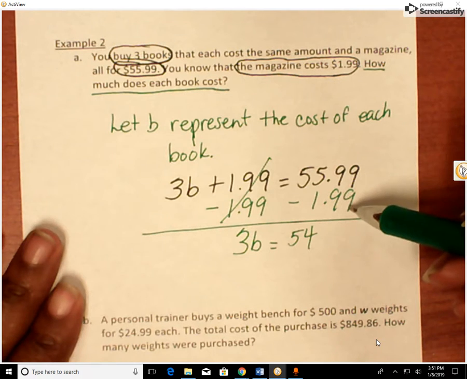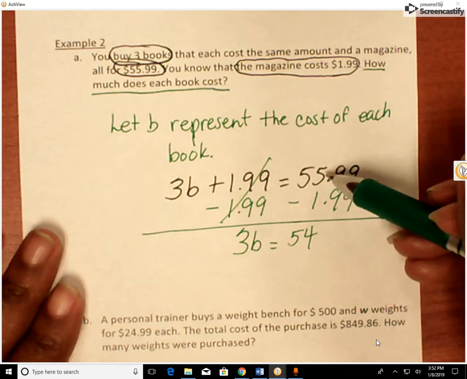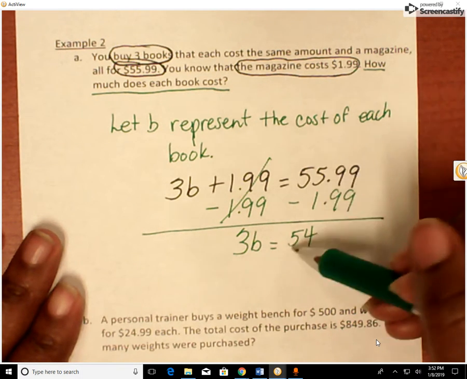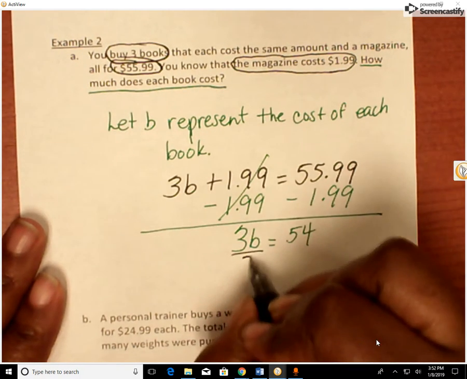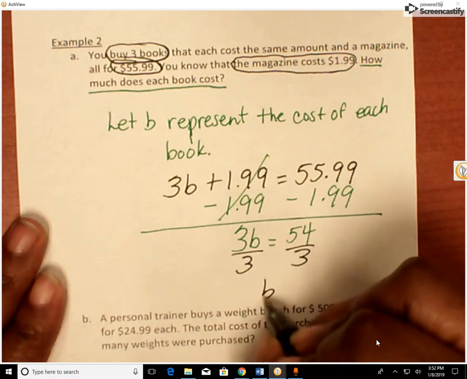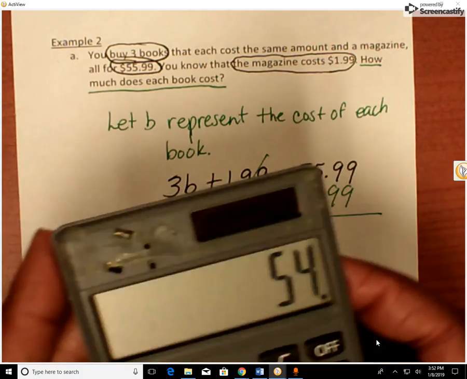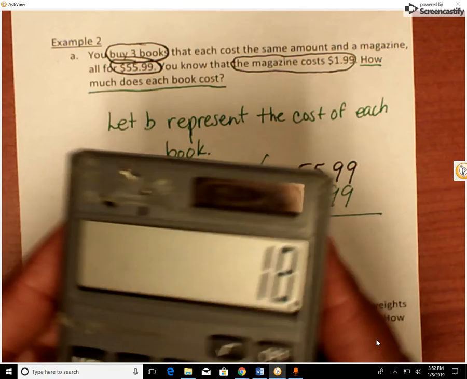And we can do that by hand too. 9 minus 9 is 0. 9 minus 9 is 0. 5 minus 1 is 4. Bring down your 5, 54. So now we're going to divide both sides by your coefficient, which is 3. And then 54 divided by 3, it's going to give us 18.